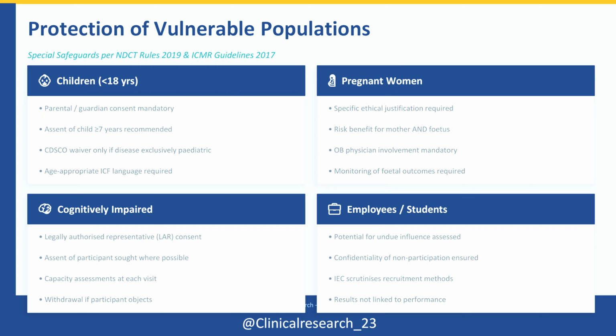Overall, these guidelines, especially under the NDCT Rules 2019 and ICMR Guidelines 2017, aim to protect these vulnerable populations by establishing clear ethical standards. Recognizing and respecting their rights ensures that our research is conducted ethically, responsibly, and with the utmost care for their well-being.